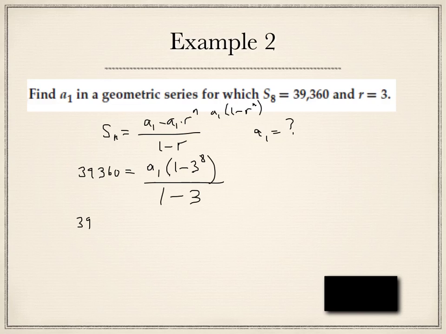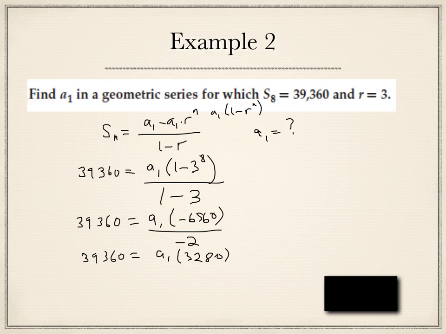And this simplifies to 39,360 equals A sub 1 times, if you do this on your calculator, you'll get minus 6560 on top and a negative 2 on the bottom. This simplifies to A sub 1 times 3,280. And if we divide both sides by 3,280, we get A sub 1 is equal to 12. Okay? So there we have it. We've found A sub 1 in this geometric series.